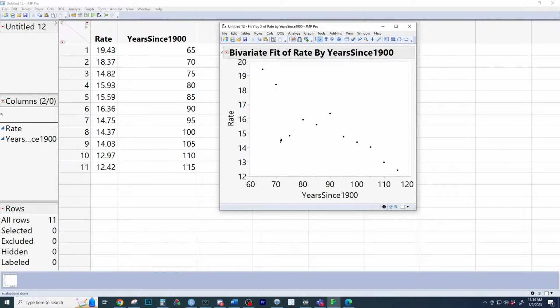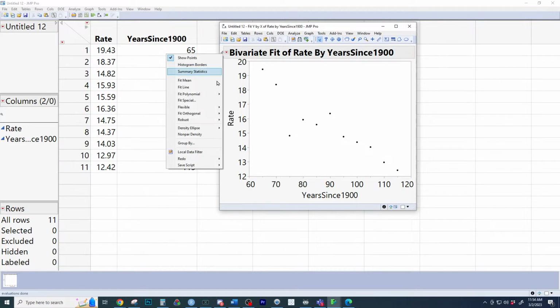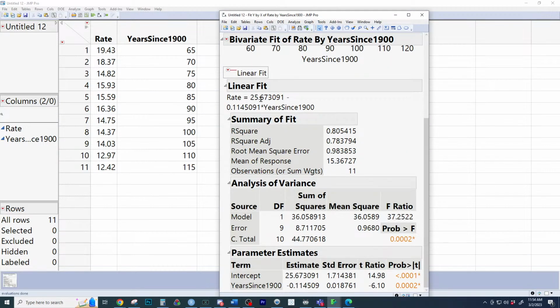And this is the plot we saw earlier with the downward trend, a little bit of weirdness here in the middle where things don't necessarily follow it. Let's go to the top red arrow and go to fit line. When we fit the line, it'll give the regression equation right here: the intercept, the slope, and here is the x variable of interest and the y response variable.